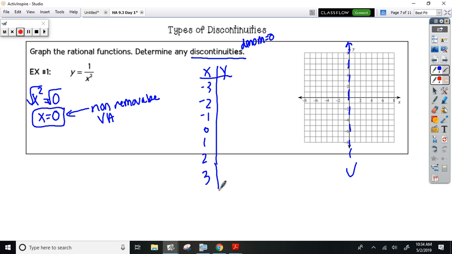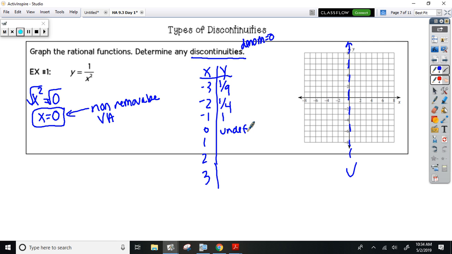Negative 3 squared is 9. So when you plug this in, you have 1/9. Negative 2 squared is 4, so that would be 1/4. Negative 1 squared is 1. 1 over 1 is just 1. 0 squared, 1 over 0 is going to be undefined.